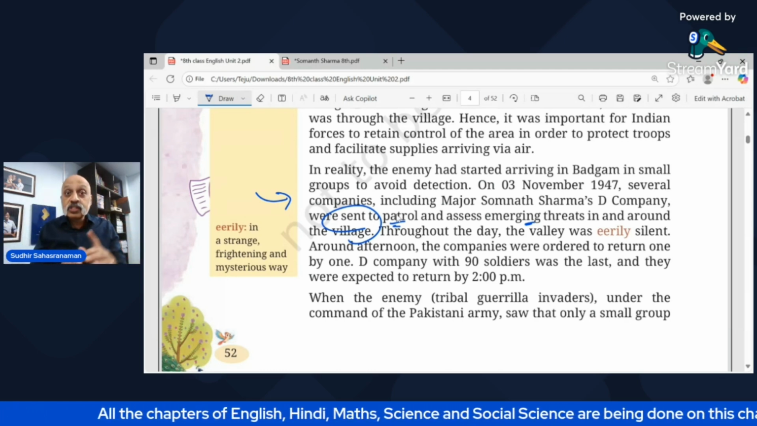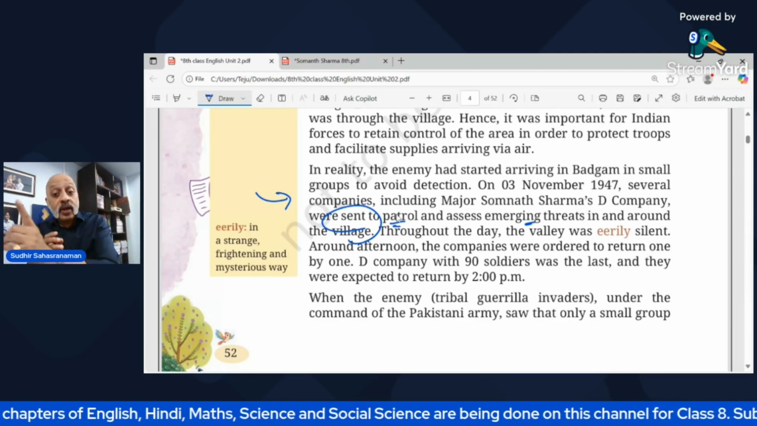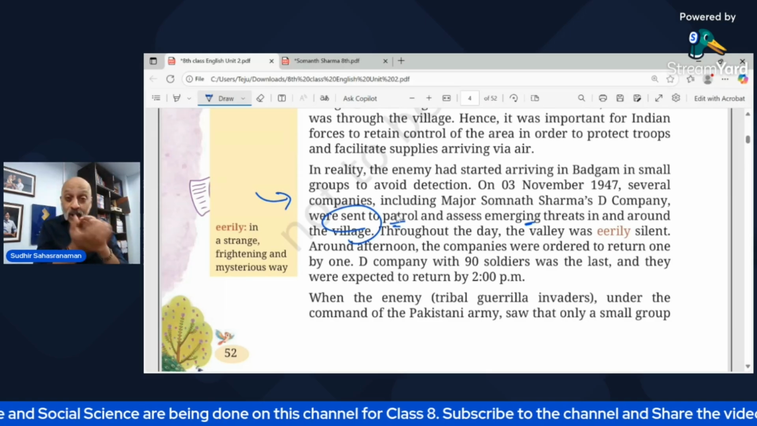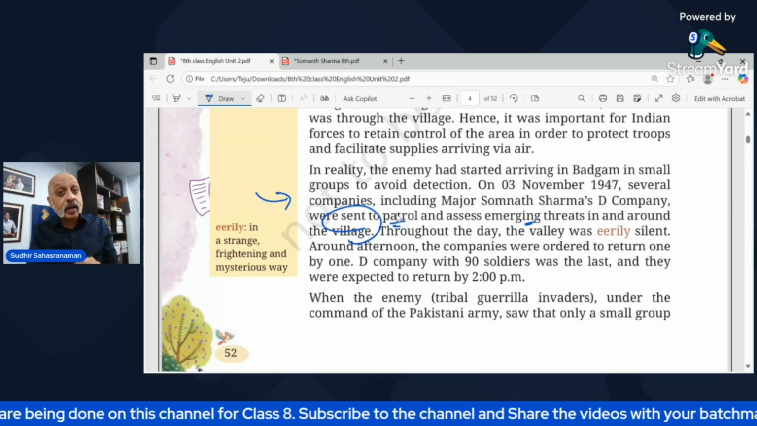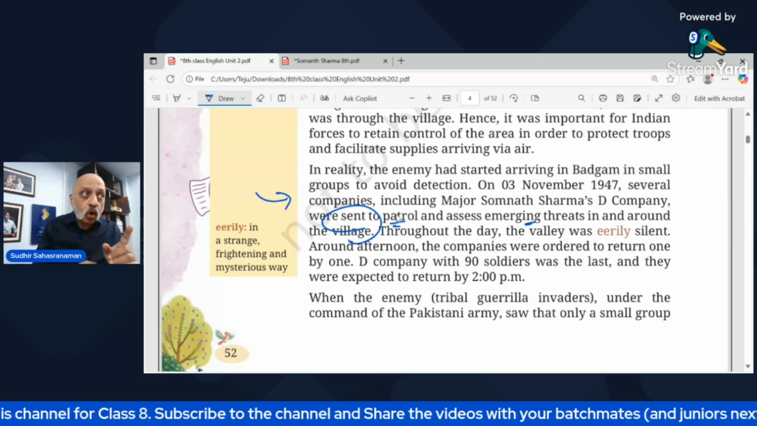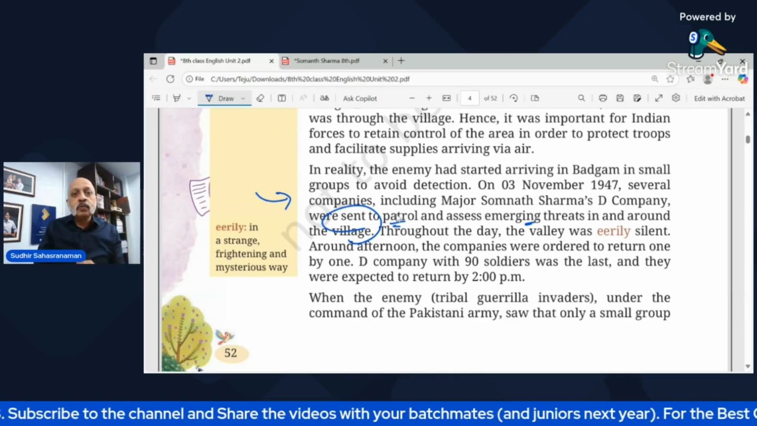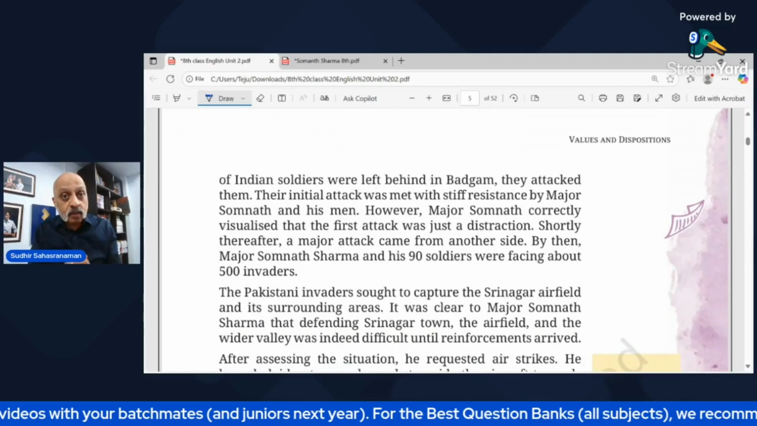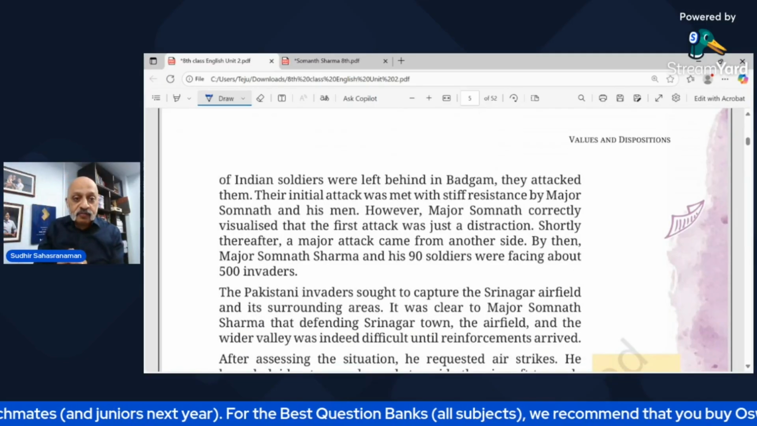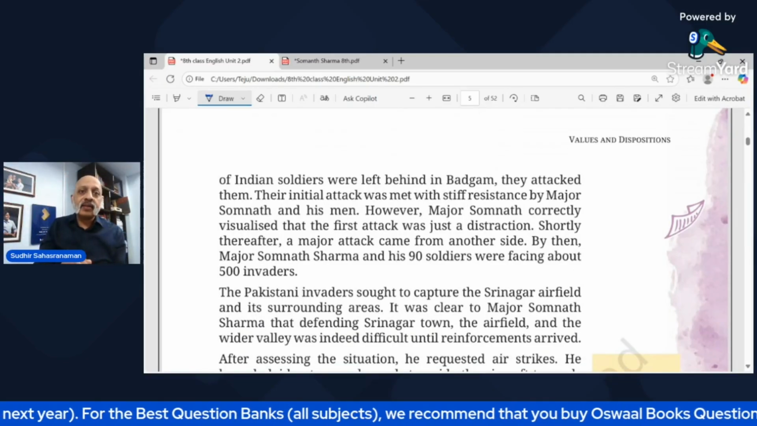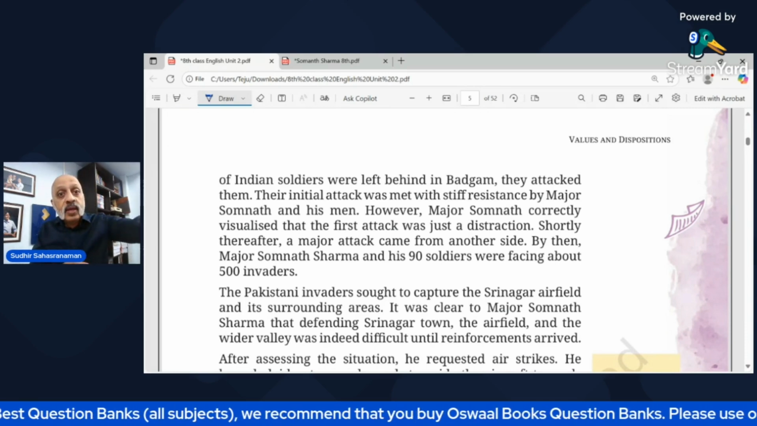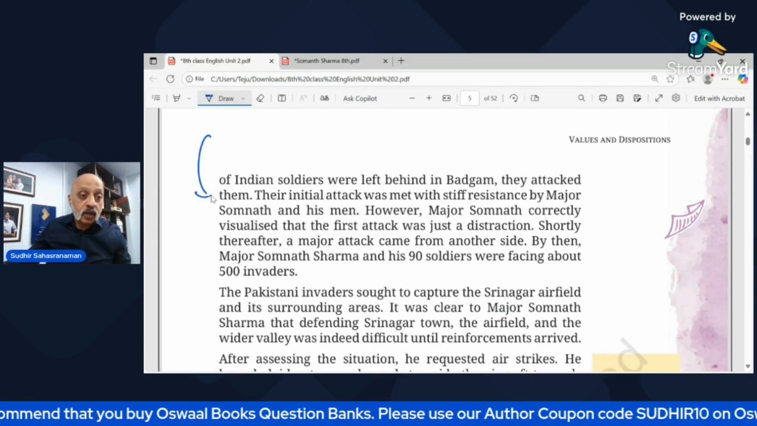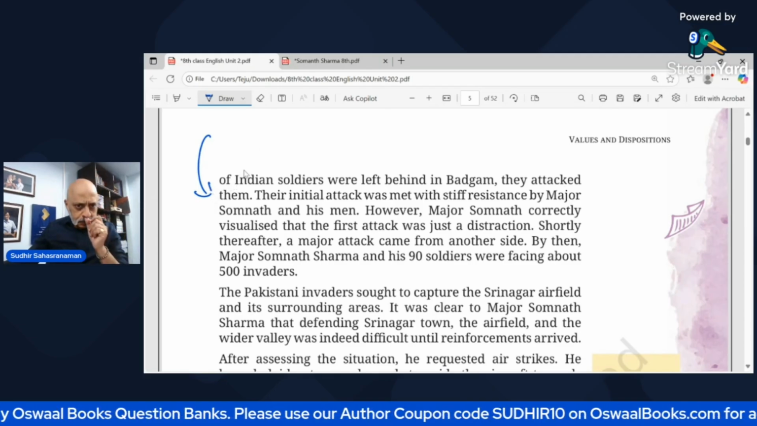When the enemy, which is the tribal invaders, the guerrilla invaders under the command of the Pakistani army, saw what was happening, just see what kind of tactics the Pakistanis had adopted at that time. They saw that only this small group, D Company, is left. Only a small group of Indian soldiers were left behind in Badgam. The others had already left. They decided to attack them, that this is the best opportunity. We can actually target many of these soldiers of the D Company of the Kumaon regiment.